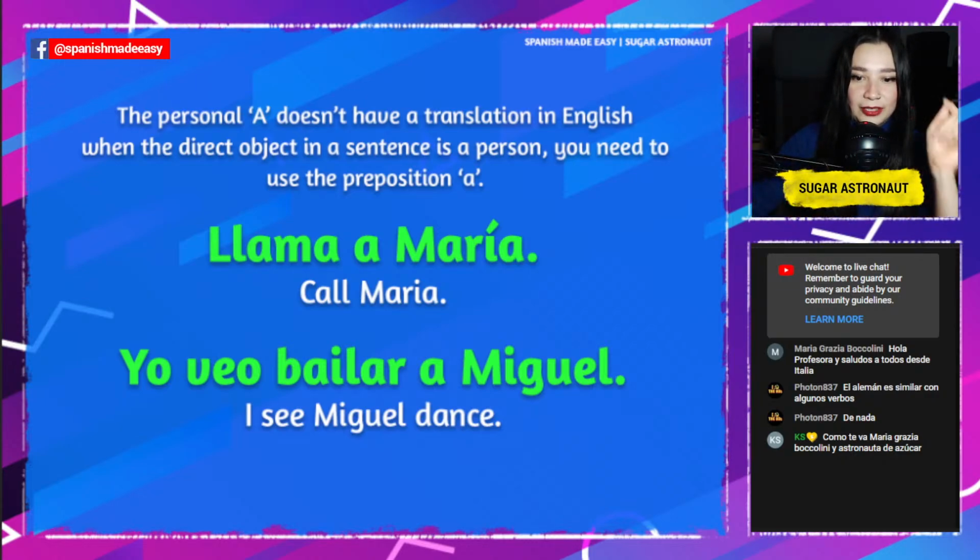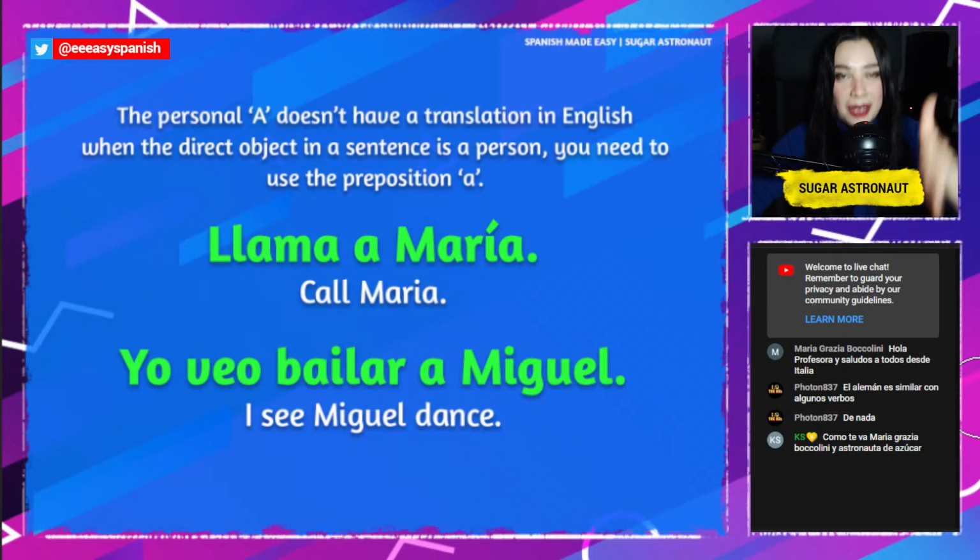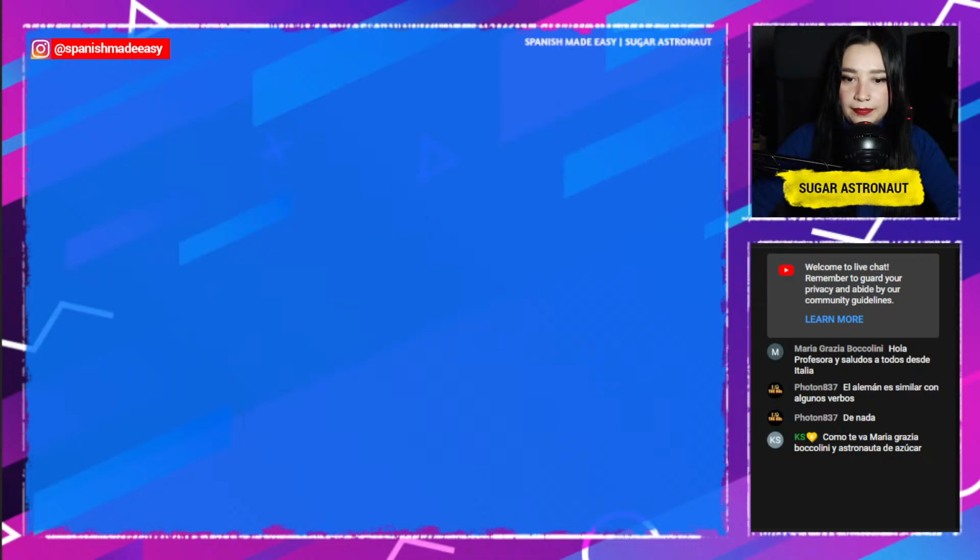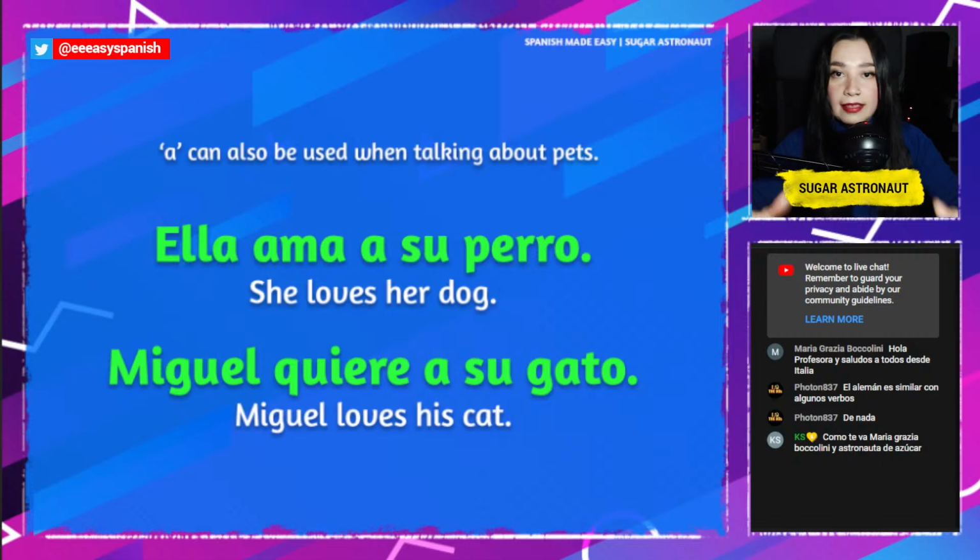So that's how the personal A works in Spanish, okay? Keep that in mind. You need a direct object in the sentence, and that direct object has to be a person. We're not talking about things, we're talking about people. Another thing to remember is that the letter A in Spanish can also be used when talking about pets, especially dogs and cats and any pet. So it's not only for people. Let's see some examples.